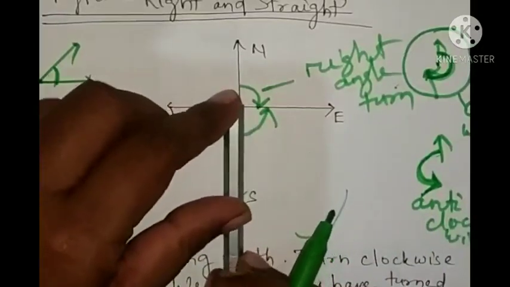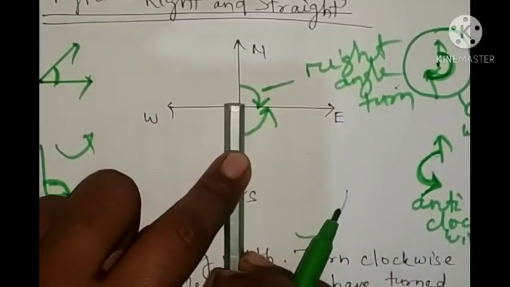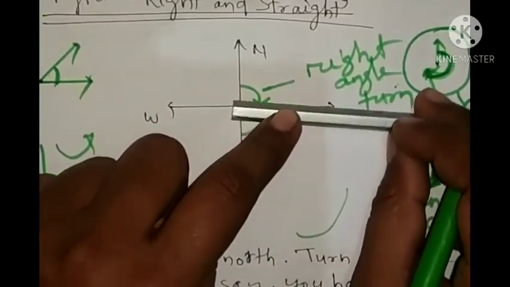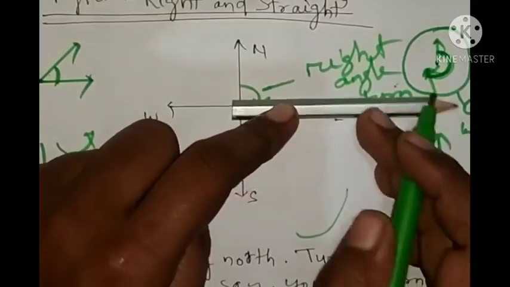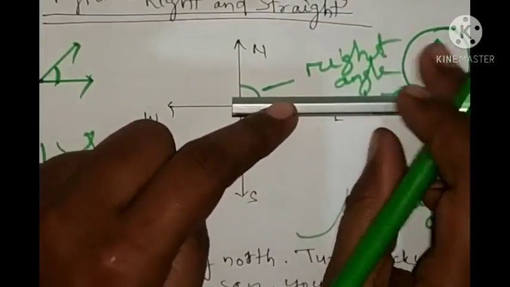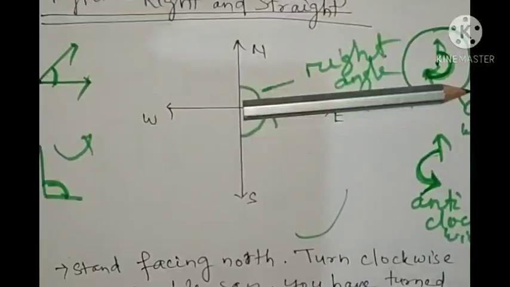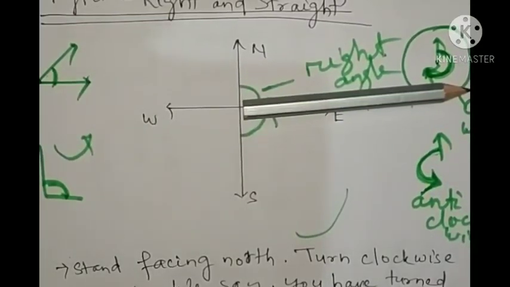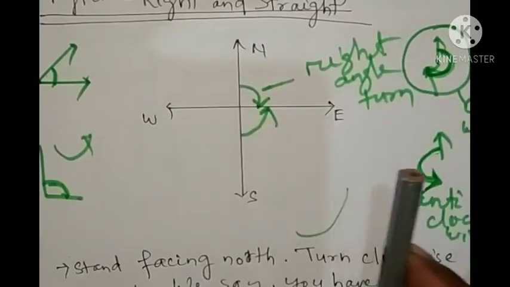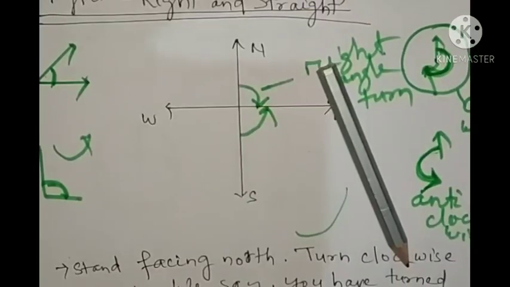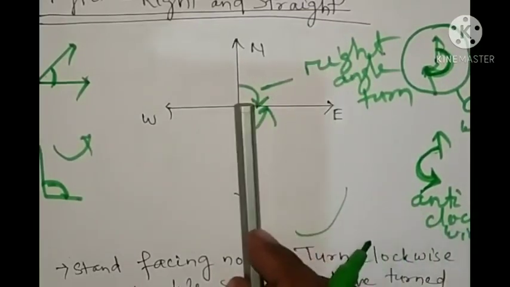So what you will do? Here you are. You turn anti-clockwise right angle. Where did you get? What is this? East. So which direction will you face? It is east. Then you are again in the south.